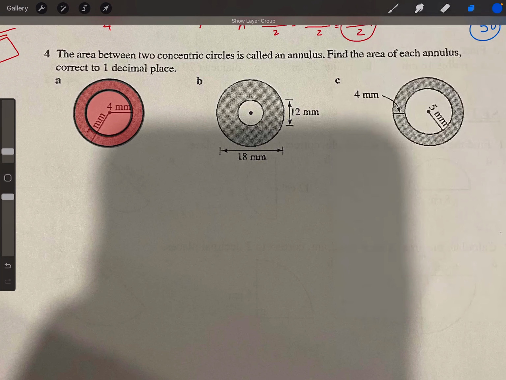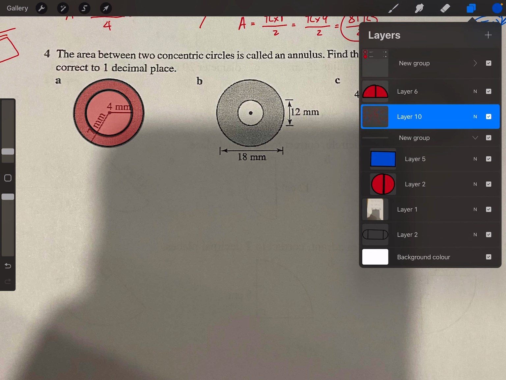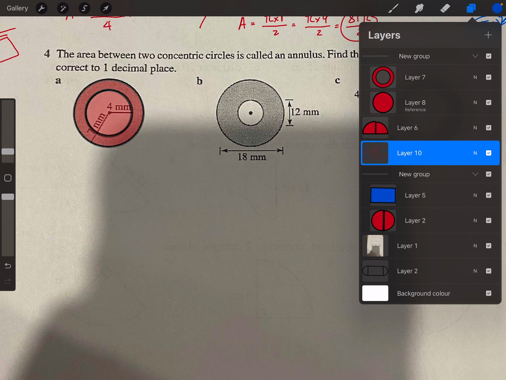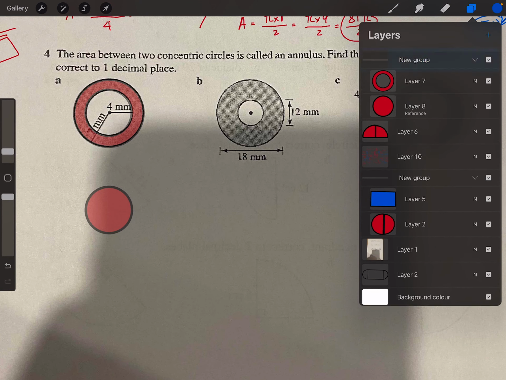Now for question 4, you're asked to find the area of the shaded bit, which is the area of the entire circle. So let's have a look again. You want to find the area of the gray part, right? Find the area of the entire circle, and then you're going to take away the area of the middle, the smaller circle. So find the area of the big circle minus the area of the small circle. Okay, so let's do that.